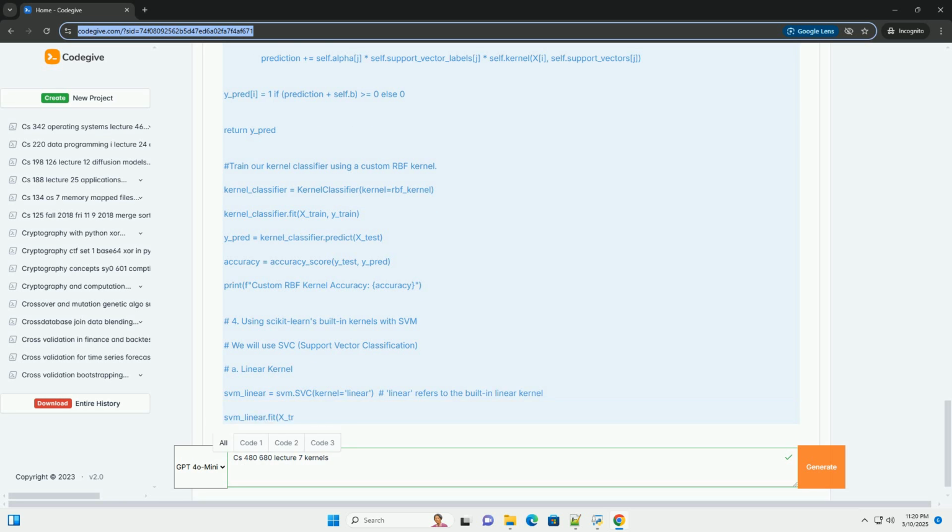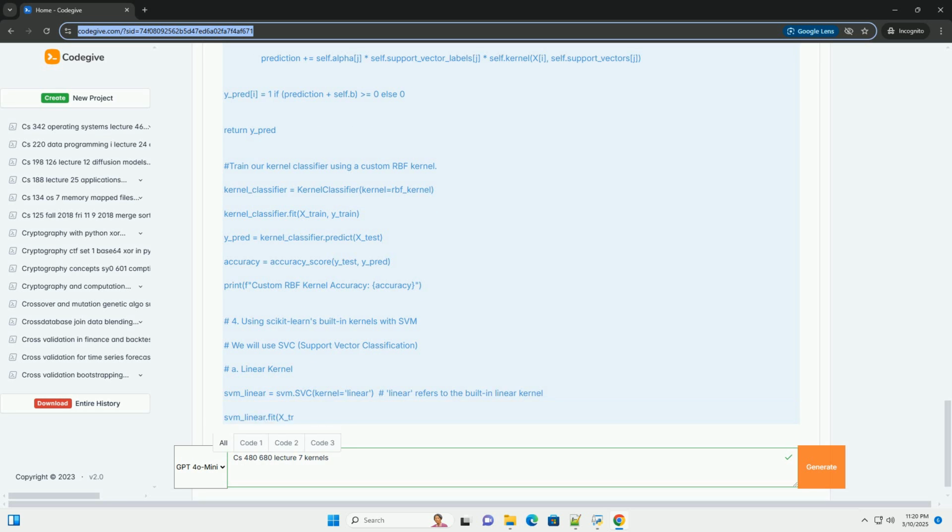6. Using scikit-learn's svm.SVC. We use svm.SVC, support vector classification, from scikit-learn to demonstrate how to use the built-in kernels. This is the recommended approach in practice. We create SVC objects with different kernel types: linear, poly, RBF, sigmoid. We fit the models to the training data and make predictions on the test data. We calculate the accuracy using accuracy_score.